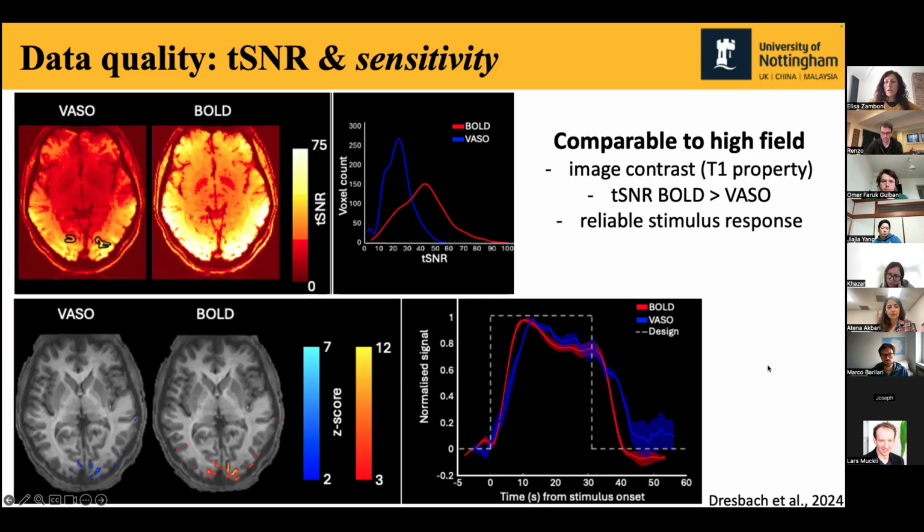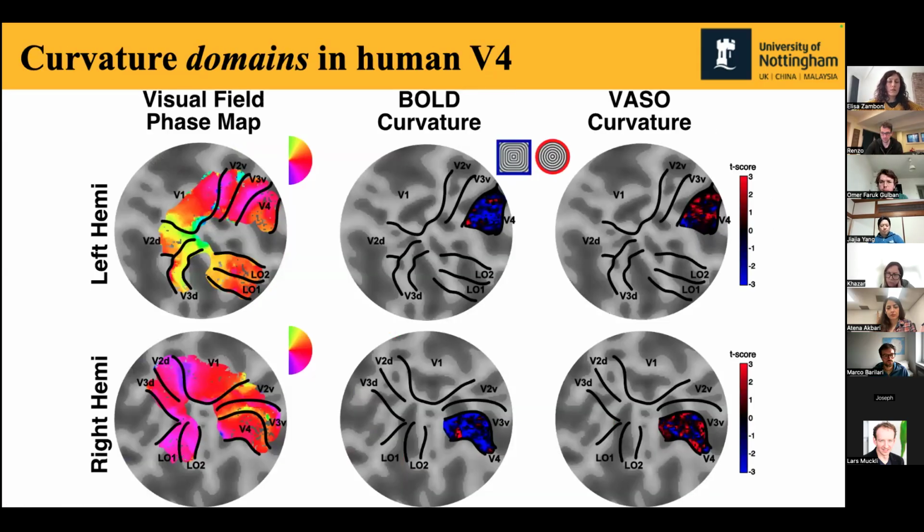with it. Which then allowed us to move on and look at effectively whether we could see any kind of curvature domains in human V4. As I mentioned, this is the data for one participant. We have left and right hemisphere on each row. Here is to identify where the visual area V4 is located. And then we have the squares versus circles, or curvature versus straight lines maps for bold and for vaso.